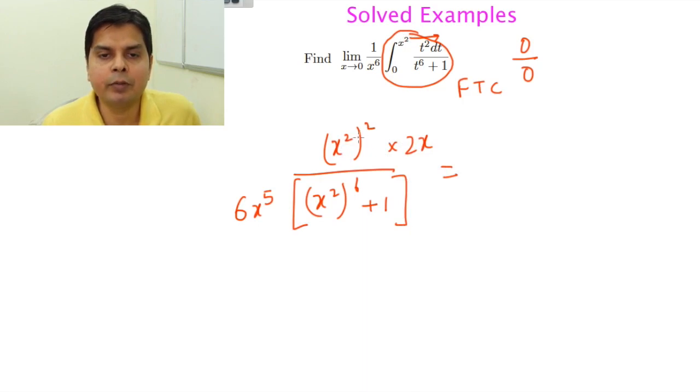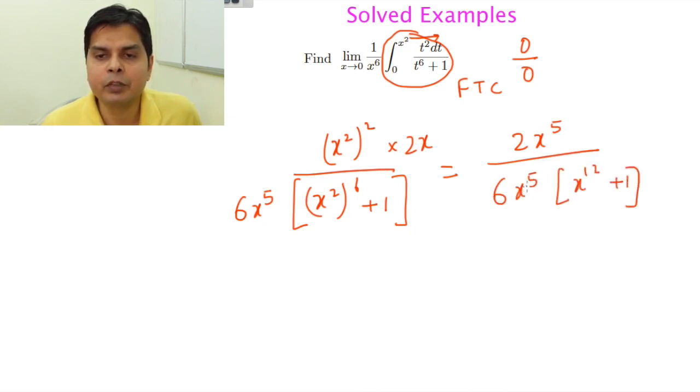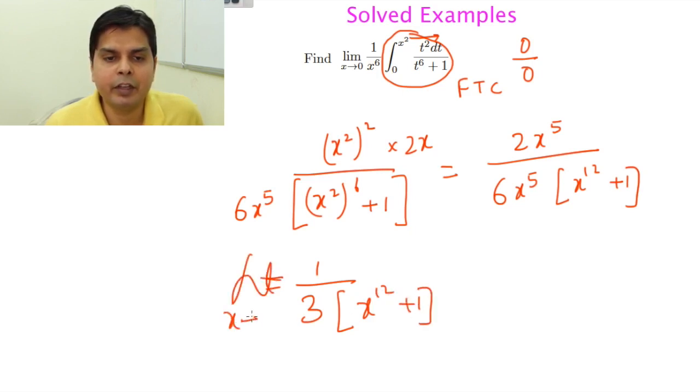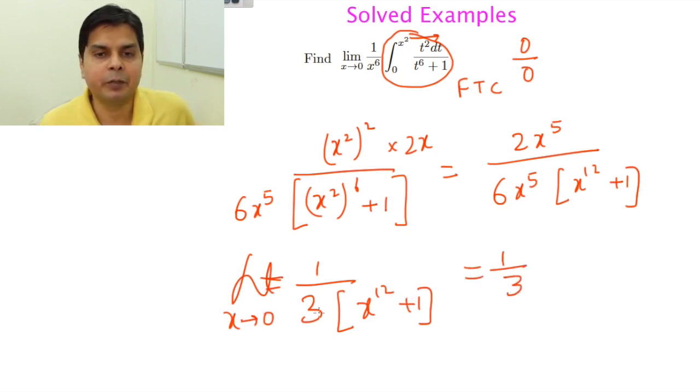Now you solve this. This is x to the power 4 and this is x. So what will it become? x to the power 5. So I can write it as 2x to the power 5 divided by 6x to the power 5 divided by x to the power 12 plus 1. This and this I can cancel, so I will get 1 by 3 times x to the power 12 plus 1. Now I have to find the limit as x tends to 0. This will be 1 by 3.